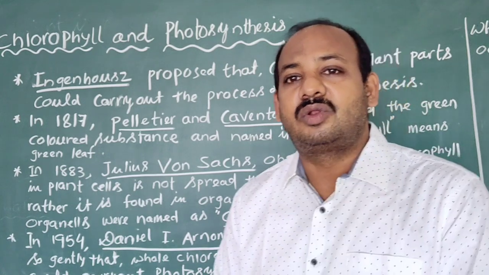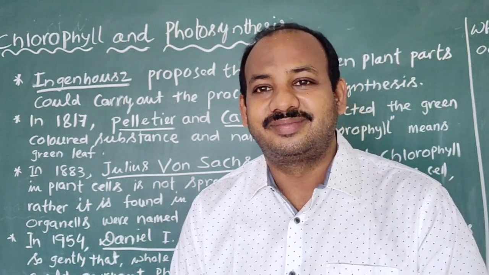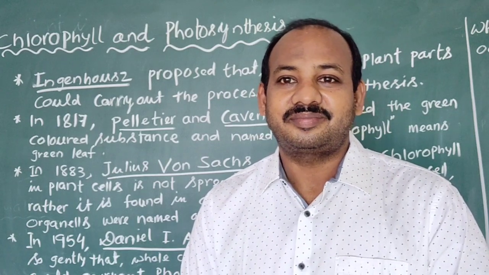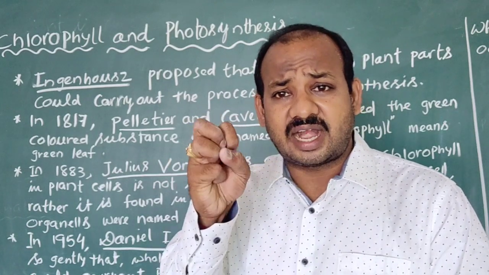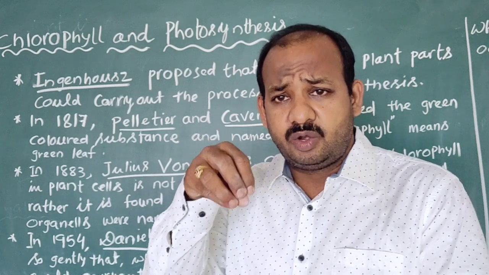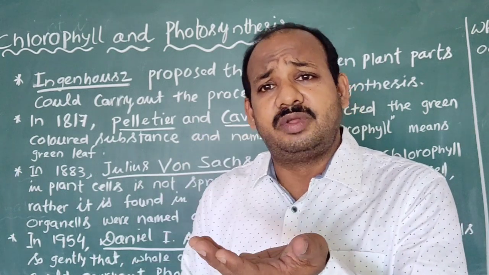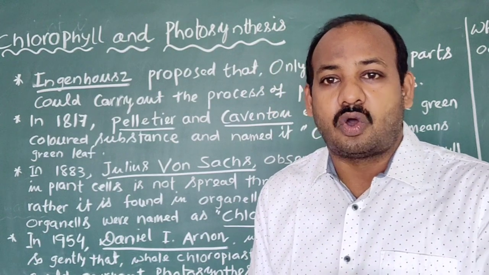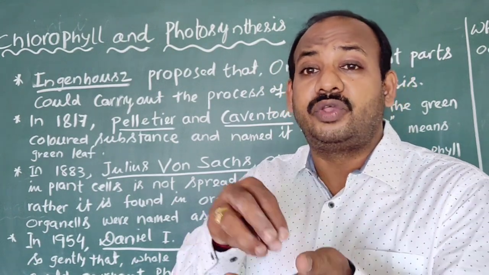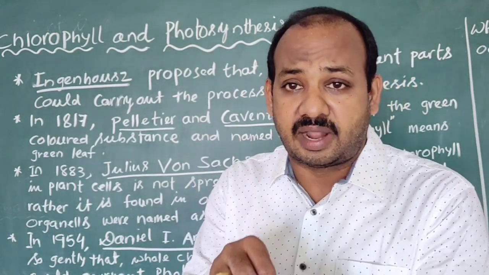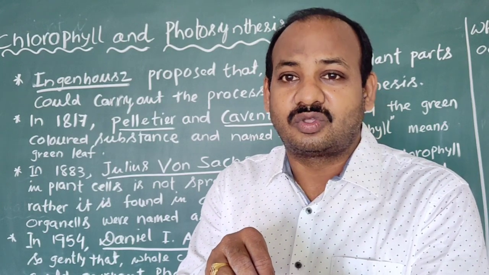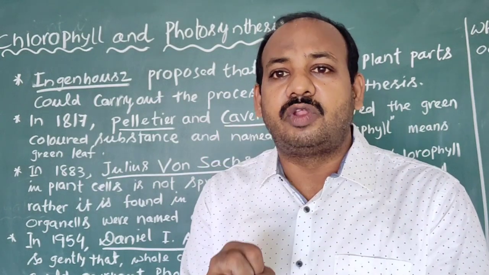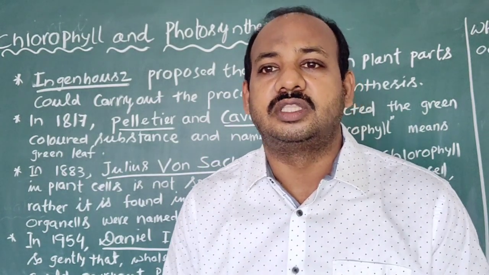So what is the color of the chlorophyll? Tell me now, children. Yes, it is green in color. Very good. But do you know, if you extract the chlorophyll pigments and put them in a petri dish, what will be their color? It is red in color. So unless and until the chlorophyll is present inside the chloroplasts, photosynthesis cannot take place. Extracted chlorophyll pigments cannot carry out photosynthesis.